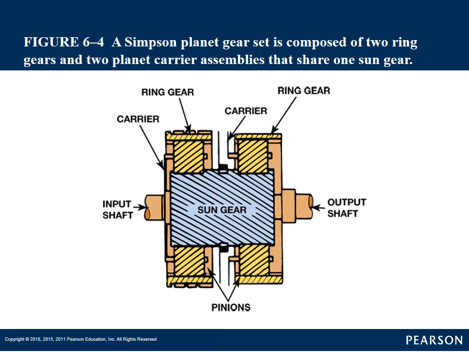Here is a picture of a Simpson gear set. As you can see, we have the one internal sun gear, the single sun gear, and then you have the 2 ring gears, 2 carrier assemblies. So 2 simple planetary gear sets linked together with one single sun gear.